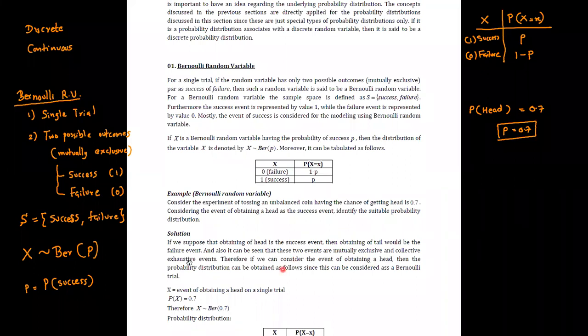If we are trying to identify the suitable probability distribution for this event, this can be simply modeled using the Bernoulli probability distribution, or just the Bernoulli random variable. Therefore, let X be the event of obtaining head.